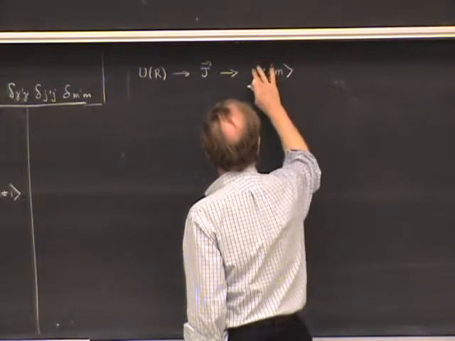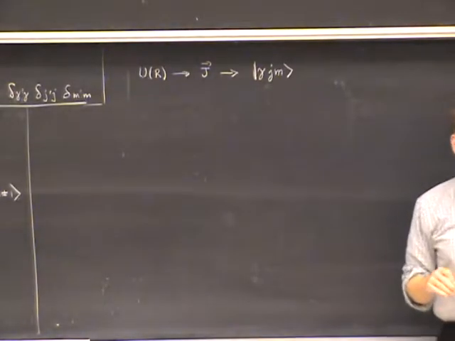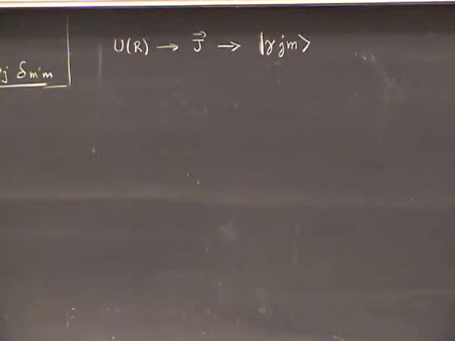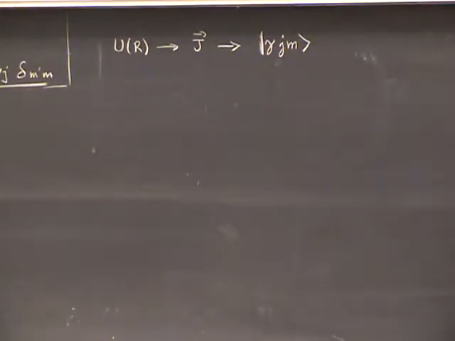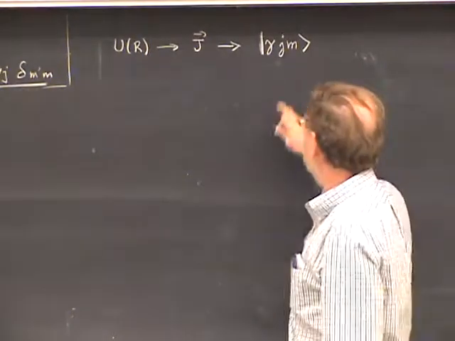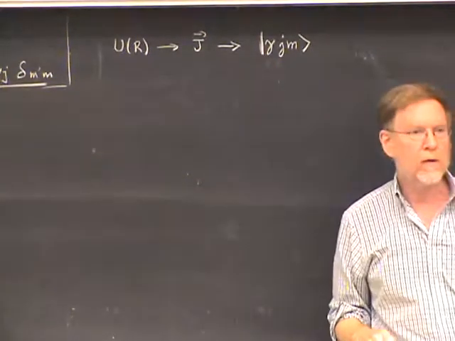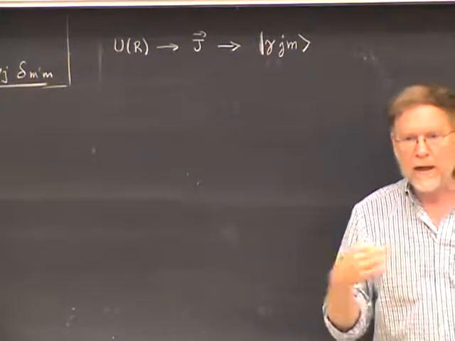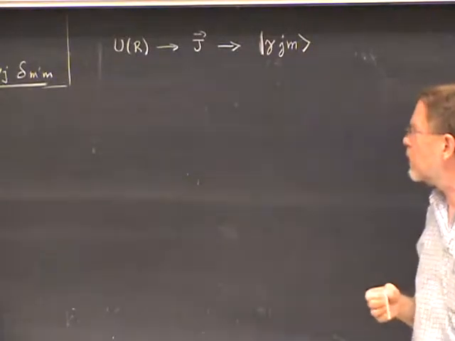denote by |γ j m⟩. The gamma here is an extra index which is needed in case J squared and Jz by themselves don't form a complete set, and therefore it would be necessary to introduce an extra index to resolve the degeneracies. Gamma, in fact, could oftentimes be the eigenvalues of an extra set of observables which you need to add to J squared and Jz in order to get a complete set of commuting observables.